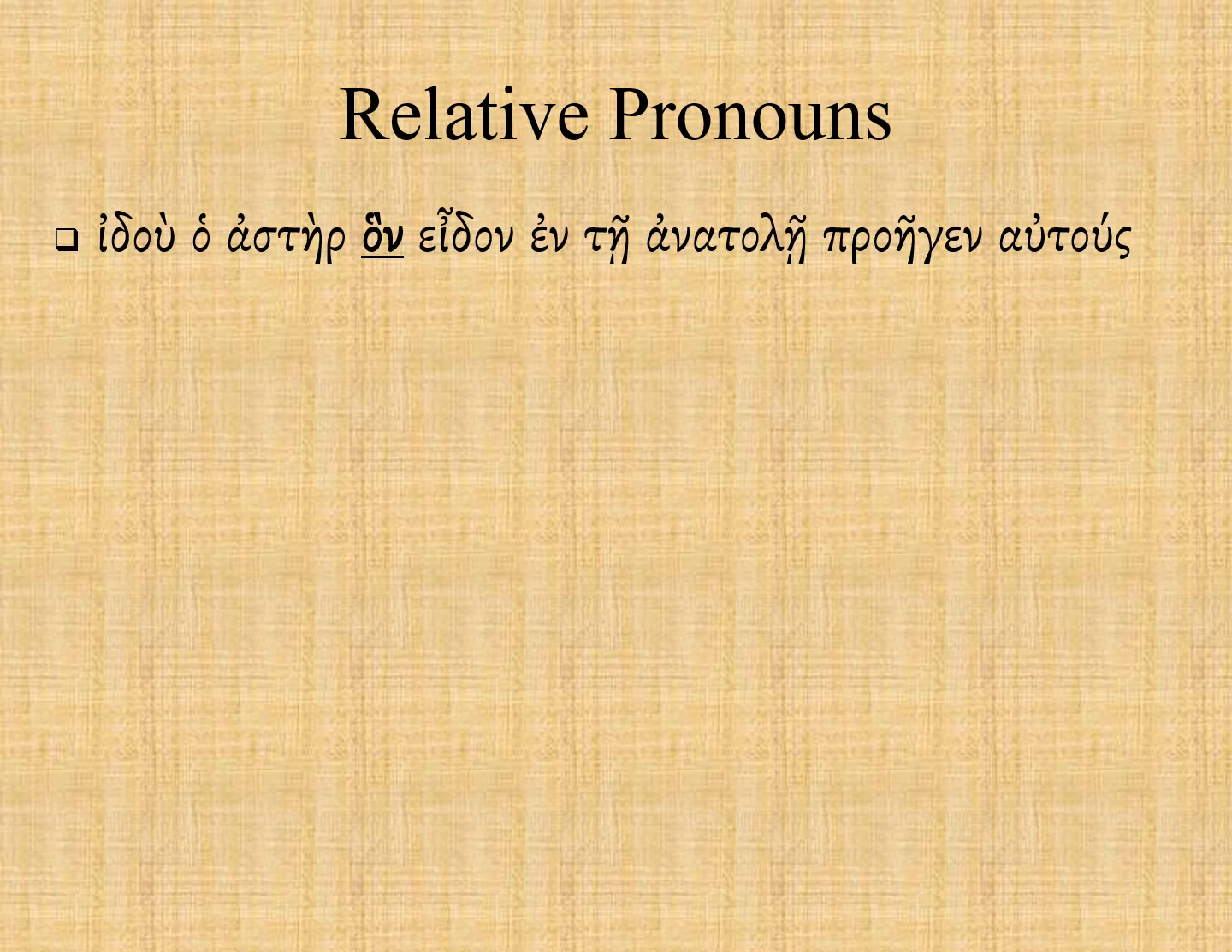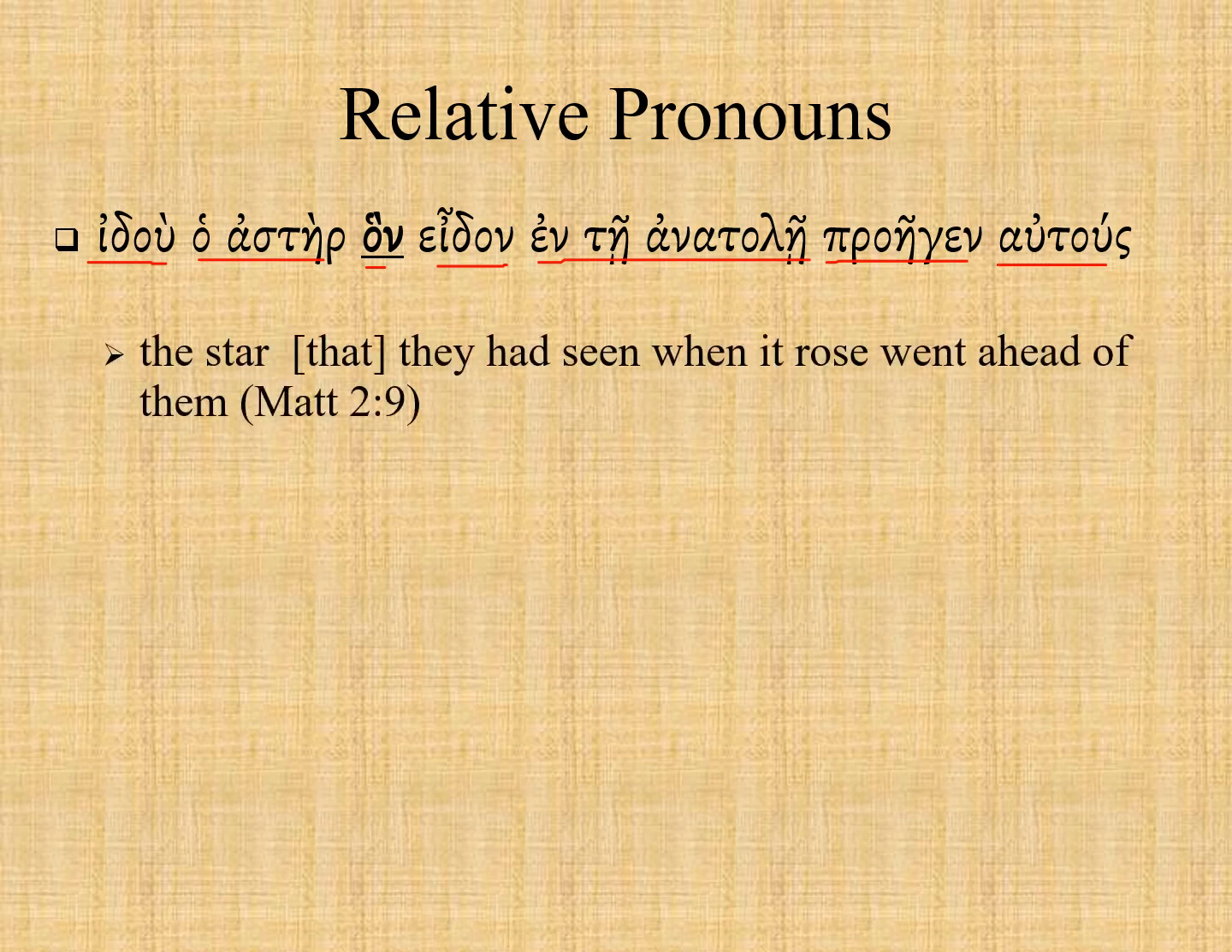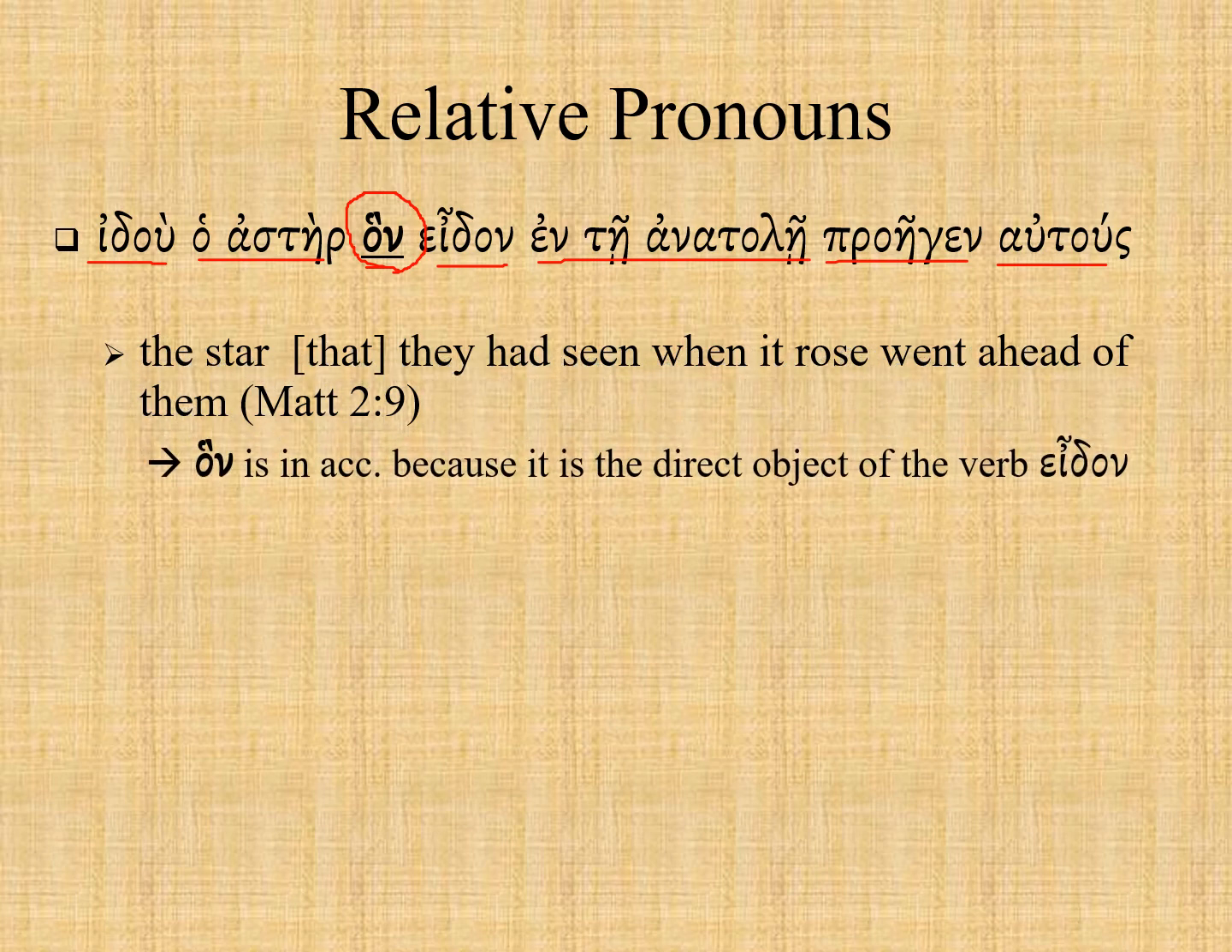Idou ho aster hon eidon en te anatole proegen autous. So behold the star which they saw or they had seen in the east or in the rising of the sun. Proegen was leading or led them. So now you can see that hon is in accusative case because it's the direct object of the verb eidon.